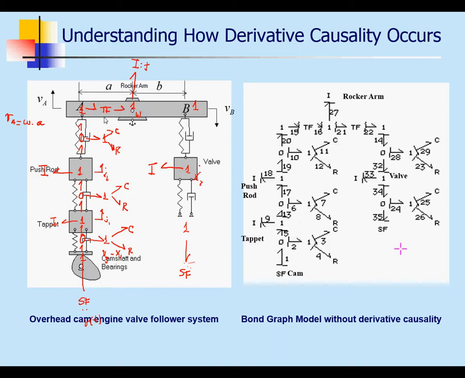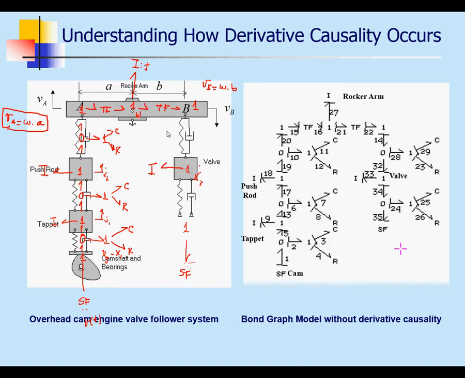How can you tell it's a transformer? Because of this equation: the velocity v sub a is omega times a, and v sub b on this other side is omega times b. So this is a transformer equation. So here we have a TF.